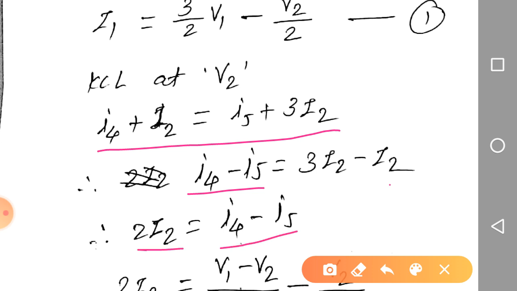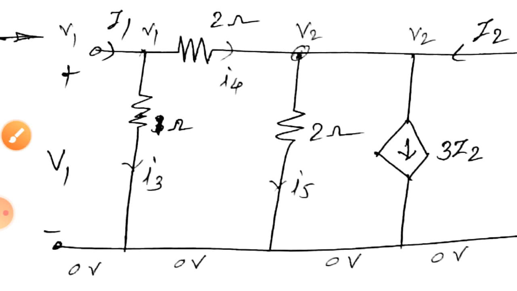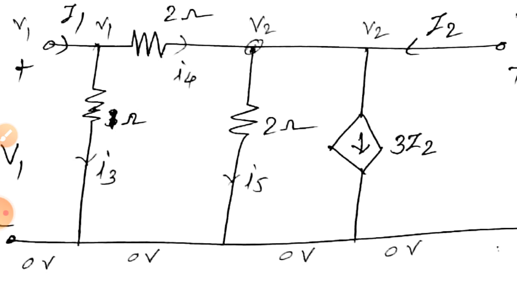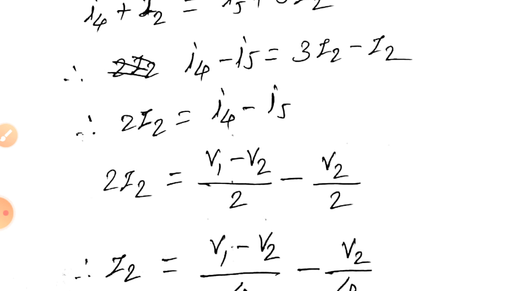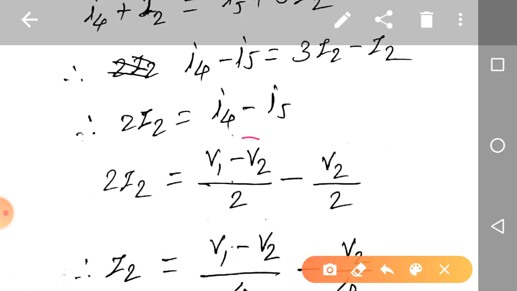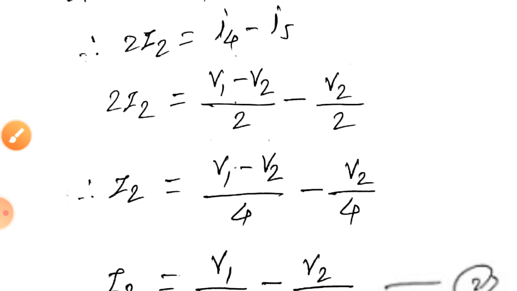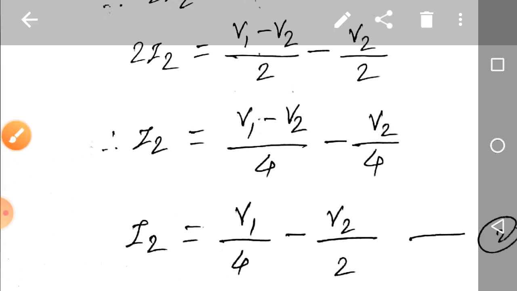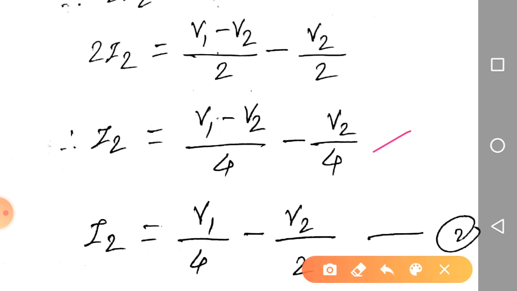Now our task is to write the expression for I2 in terms of V1 and V2. So we need to replace I4 and I5 in terms of voltages. I4 is V1 minus V2 by 2, and I5 is V2 by 2. Replacing these and further simplifying, I2 is equal to 1 by 4 V1 minus 1 by 2 into V2.